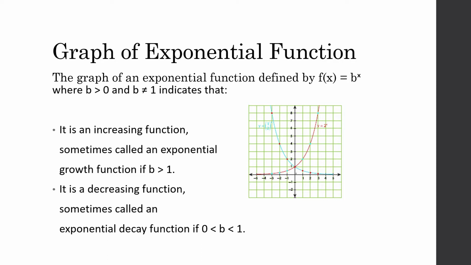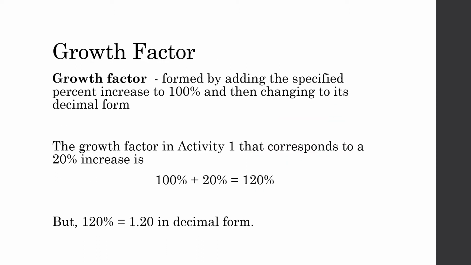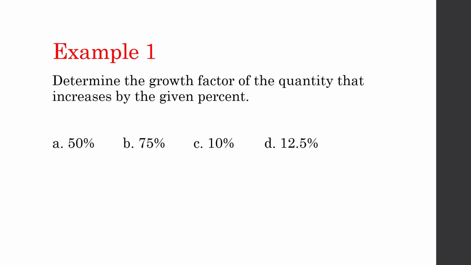Now, what is a growth factor? It is formed by adding the specified percent increase to 100% and then changing to its decimal form. So, let's take some examples. We will determine the growth factor of the quantity that increases by the given percent: 50%, 75%, 10%, and 12.5%.